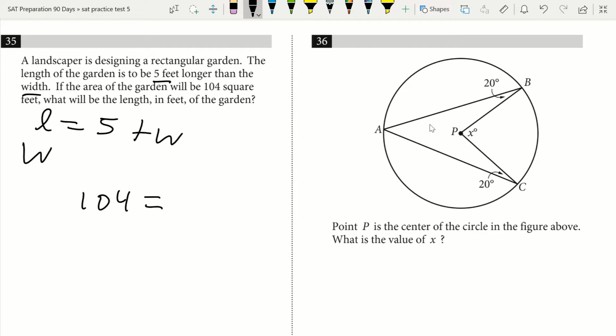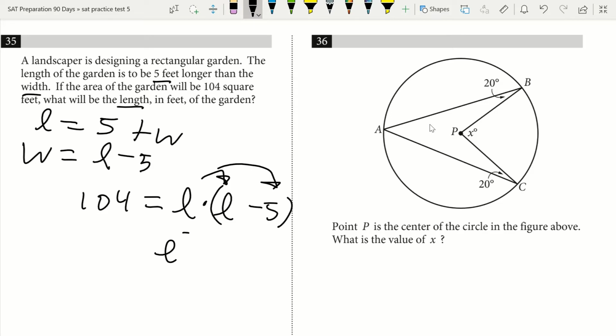Now, we want to solve for our length. So if we're solving for our length, we know that our width is equal to our length minus 5. So then we can put in that we have our length times our width. We know our width is our length minus 5. So we'll have L times L minus 5. So at this point now we just go ahead and distribute our L over. So we're going to have L squared minus 5L equals 104. Okay, yep, that's right.